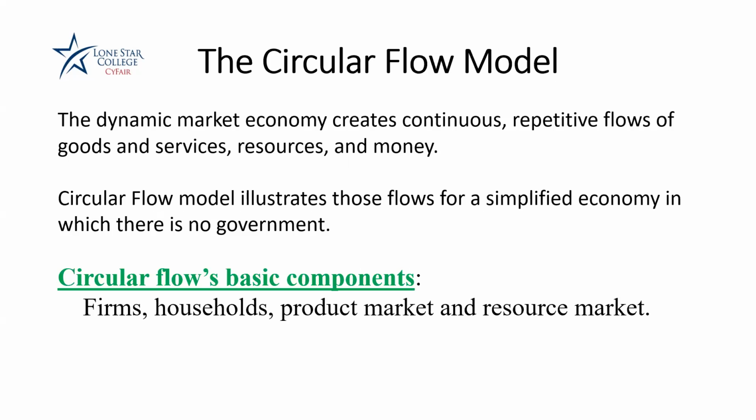We have 2 markets here, and this is the first time we're talking about markets. We have a product market where the households and businesses can interact with each other, and it is a market where all the goods and services are bought and sold. We have a resource market, another market where businesses and individuals interact, and it is a market where all of those factors of production we had in chapter 1, land, labor, capital, are bought and sold.